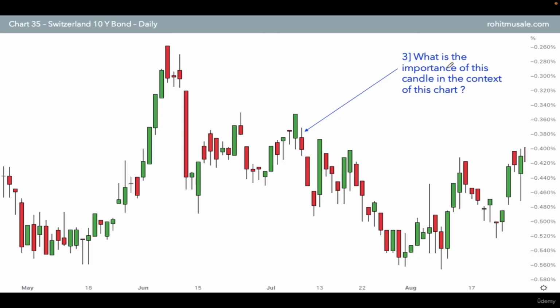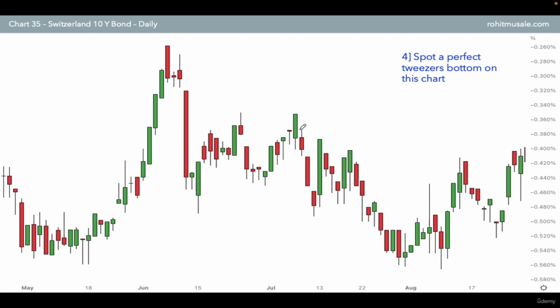Number 3, what is the importance of this candle in the context of this chart? So first, if you look at this candle, it's completing what is called a bear separating line. And it's also a variation of a bearish engulfing pattern. You would call it a bear sash pattern as well. However, if you look at these two candles, that's a last engulfing top, right? And this candle is confirming the bearish implication of the last engulfing top. That is why this candle is important in the context of this chart.